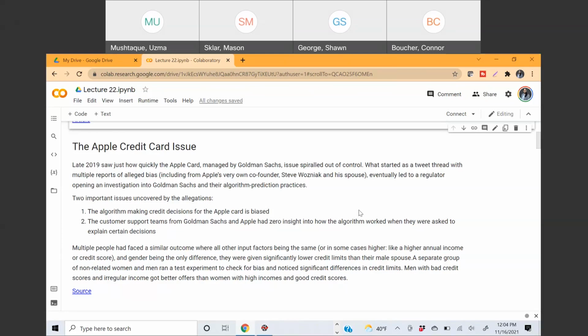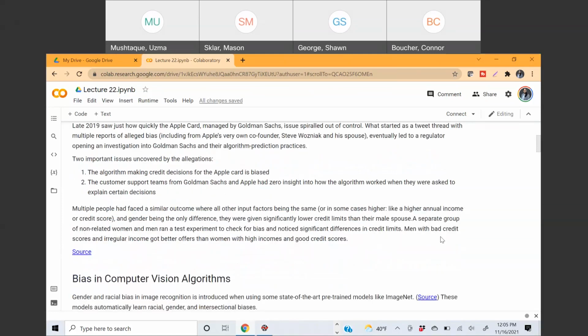Okay, so this is one example, and here's a source to this article that you can go ahead and read the details of this and whether something has been done or not. So as I said, men with bad credit scores and irregular income were getting better offers than women. And this is clearly a gender bias that's introduced in the algorithm itself.